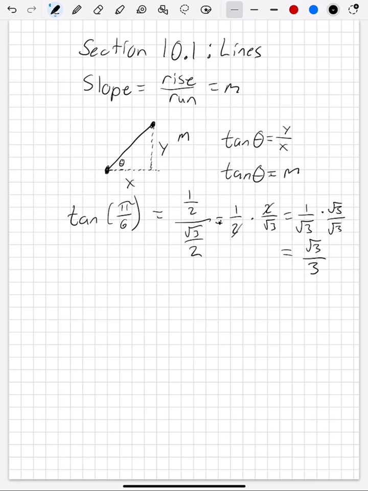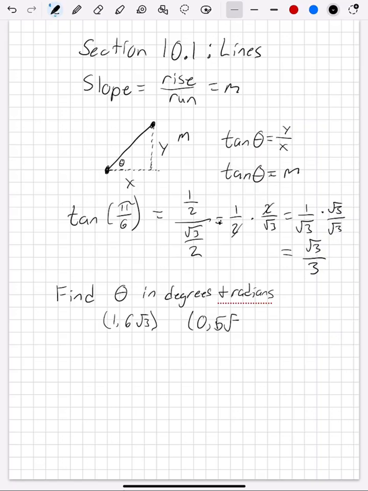And then the next type of example that I want to look at is finding theta, in degrees and radians, when we are given 2 points. So we're going to have a line that passes through 2 points, let's say 1 and 6 times square root of 3, and 0, 5 square root of 3.